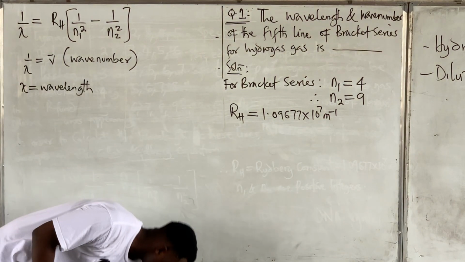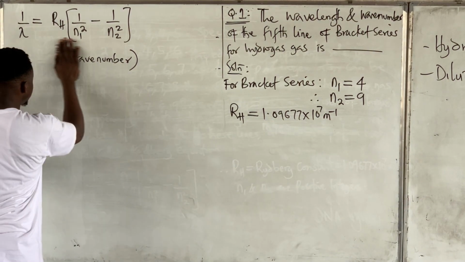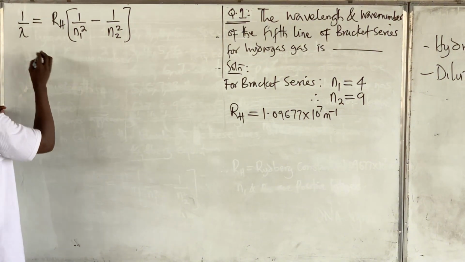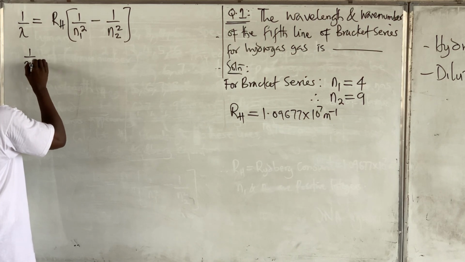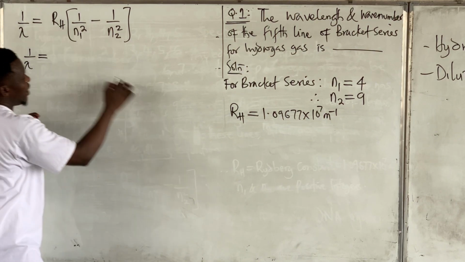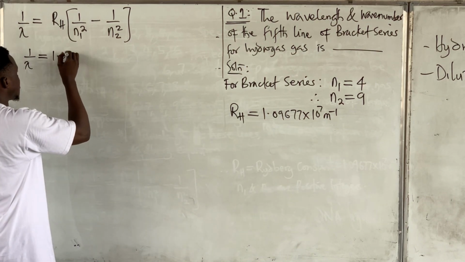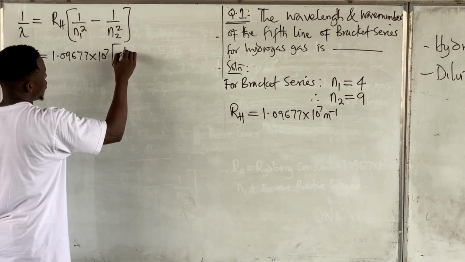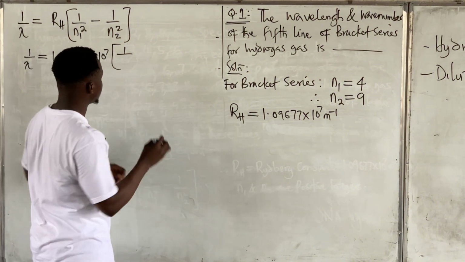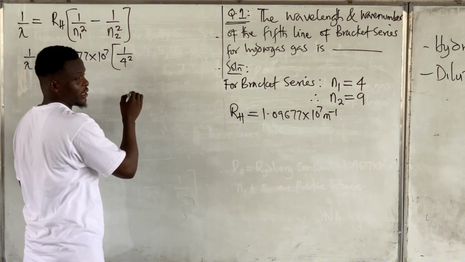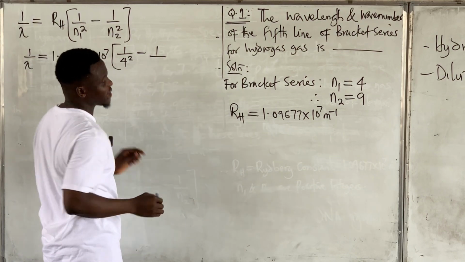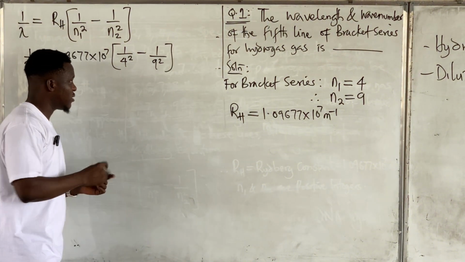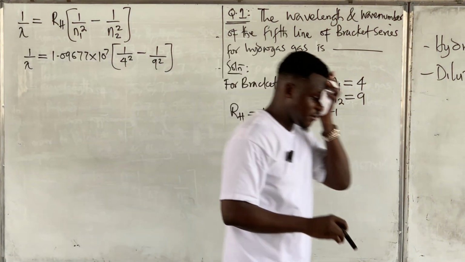Now let's start. Let's do this one first, and I'll come back to that. So let's insert our parameters. 1 over lambda equals, anywhere I see RH, I'll put the Rydberg constant, 1.09677 times 10 raised to the power of 7, times 1 all over, what was our N1? 4. That is 4 squared, minus 1 all over, what is our N2? 9 squared. Please, your calculator should do justice to this.